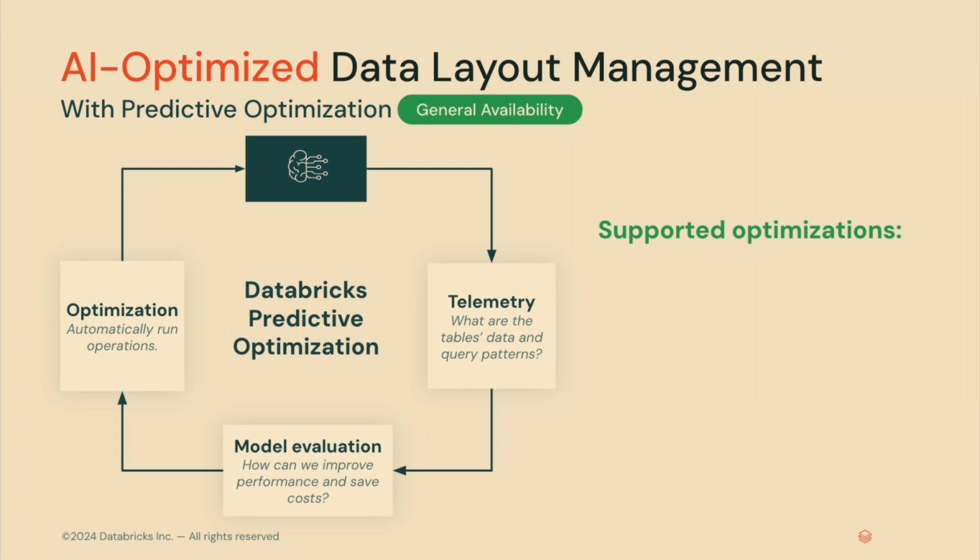And currently, with predictive optimization in general availability, we support the following commands. First, we have compaction, which improves query performance by optimizing file sizes. We also have liquid clustering. It clusters the new data that comes into your table incrementally. We also have vacuum, which improves cost efficiency by deleting unneeded files.